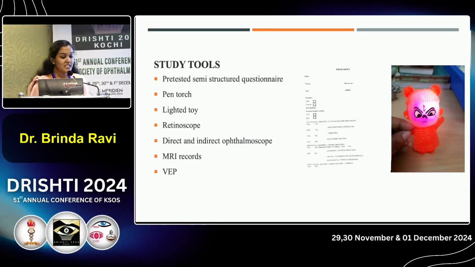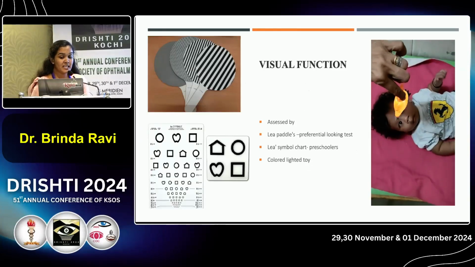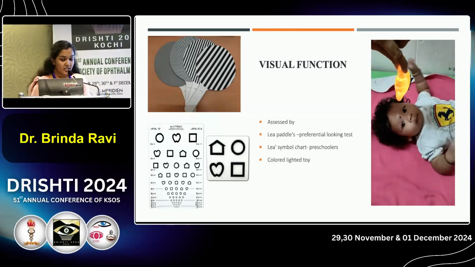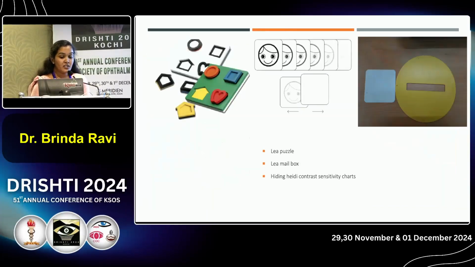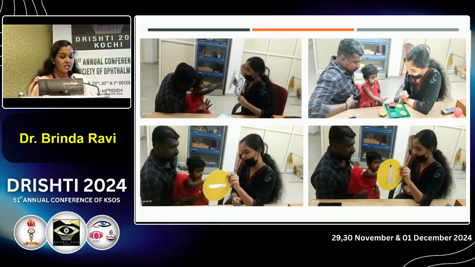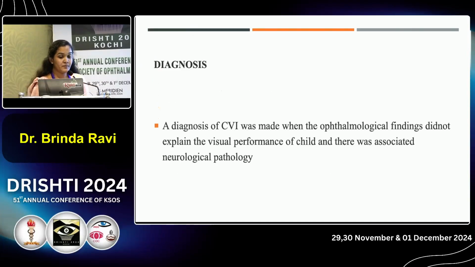Study tools: pre-tested semi-structured questionnaire, pen torch, illuminated toy, retinoscope, direct and indirect ophthalmoscope, MRI records, and VEP. Visual function was assessed by Lea paddles for preferential looking test, Lea symbol chart for preschoolers, and colored lighted toy, and using Lea puzzle, Lea mailbox, hiding heidi contrast sensitivity charts. Visual function was then graded from 1 to 6.